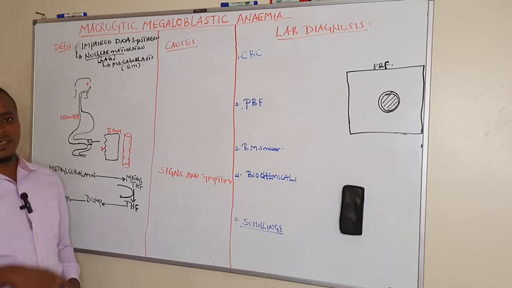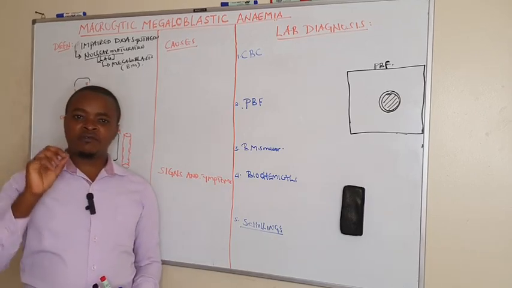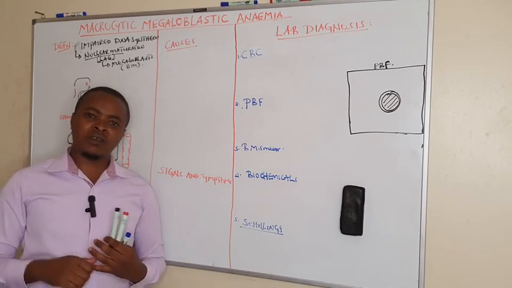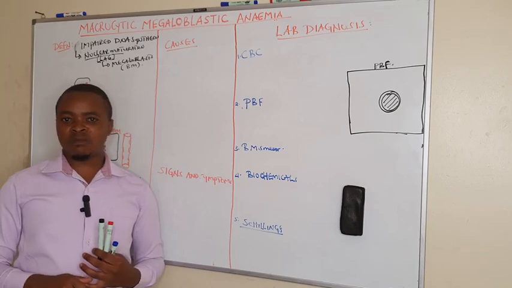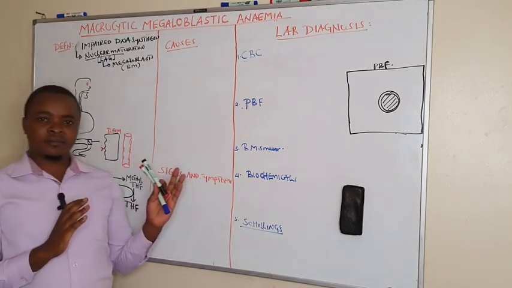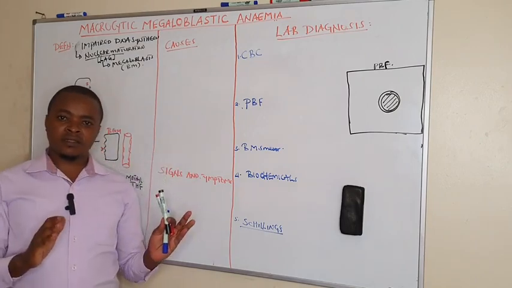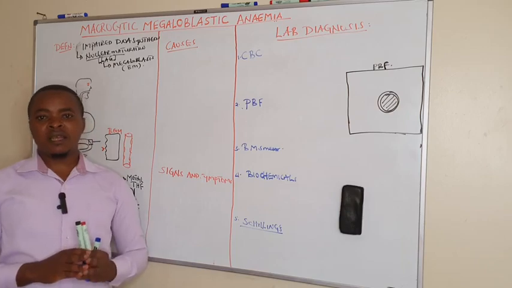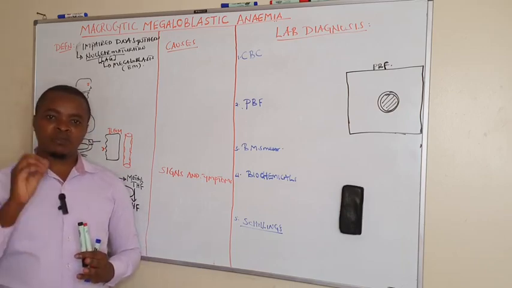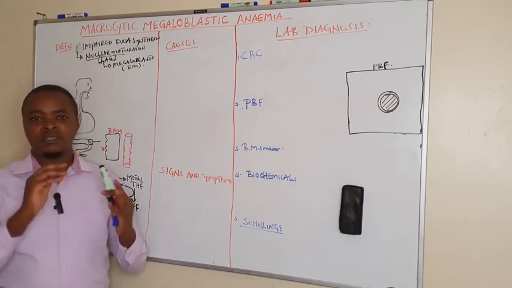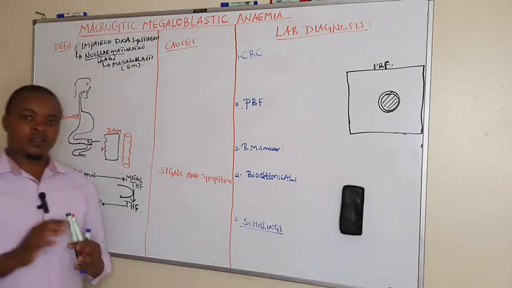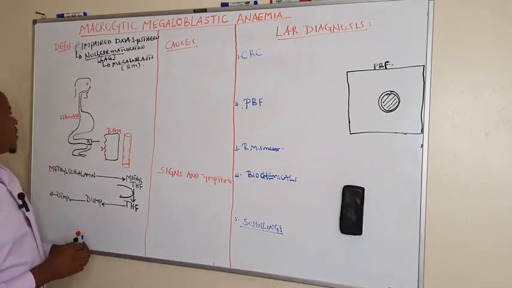Because we know that vitamin B12 and folate are responsible for biosynthesis of DNA. So without them, the nucleus does not mature. So we are saying it is due to impaired DNA synthesis leading to lagging behind of nuclear maturation compared to the cytoplasmic maturation, resulting in formation of megaloblasts within the bone marrow. And the causes are key.